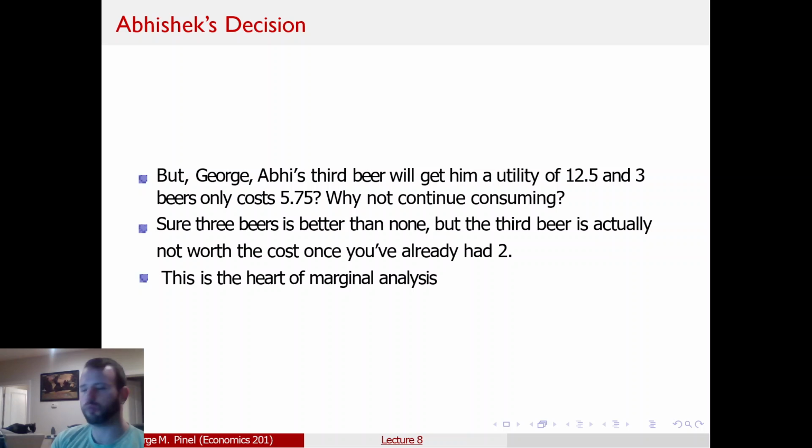And this is really what we call marginal analysis. This is what it means to analyze on the margins. You're comparing the marginal utility versus the marginal cost.